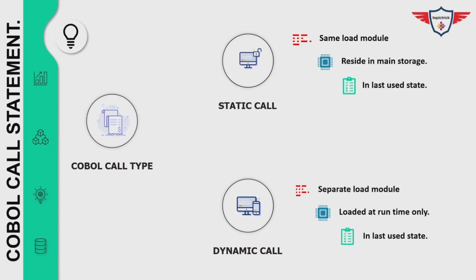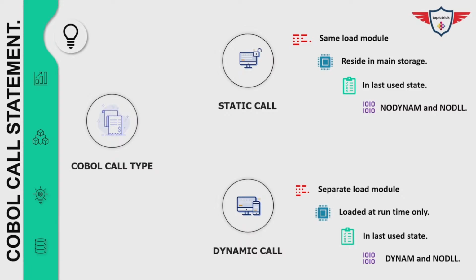But if you specify the INITIAL attribute in the called program, then the program will always be in the initial state each time the called program is called within a run unit. And the last point is the compiler option used to compile the program: NODYNAM and NODLL for static calls, and for dynamic calls it would be DYNAM and NODLL.